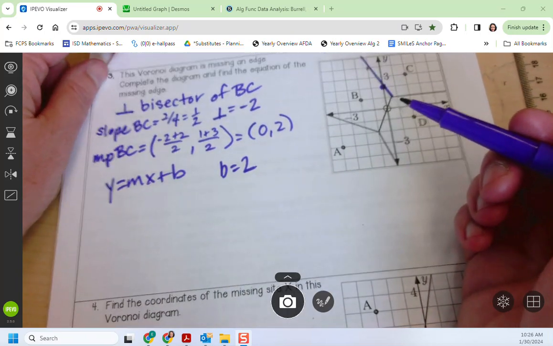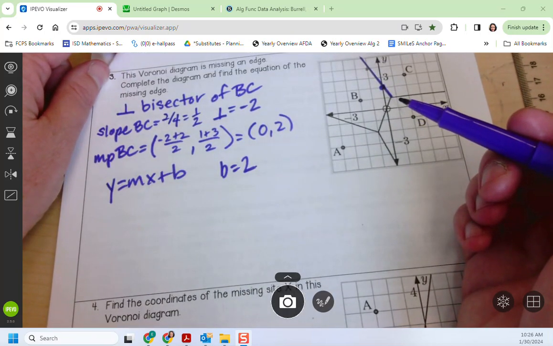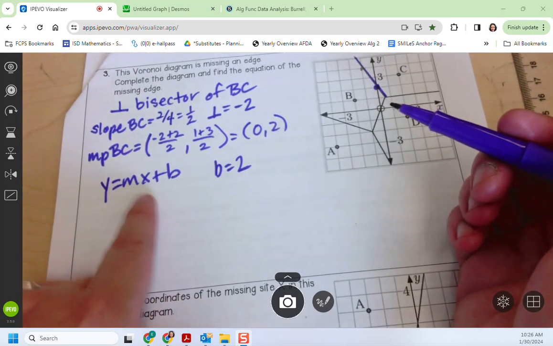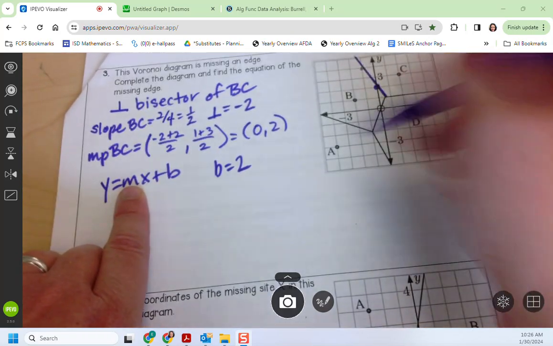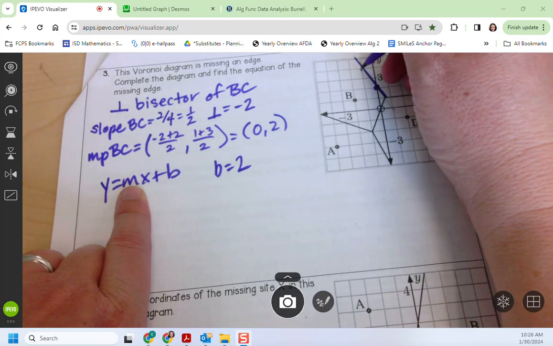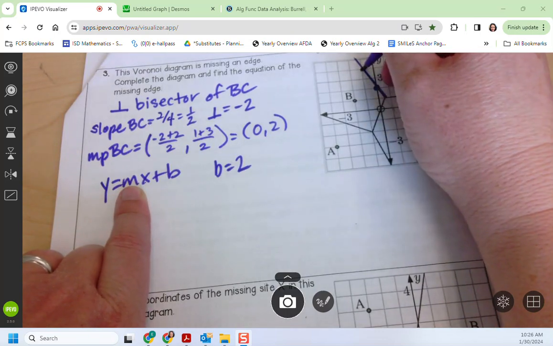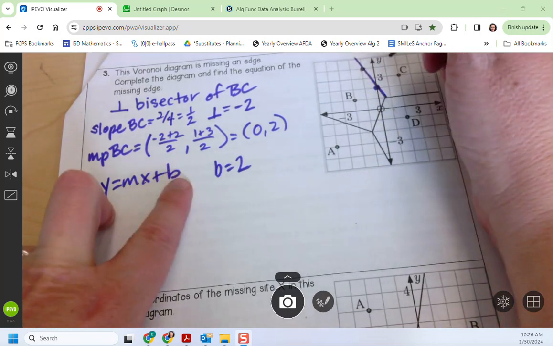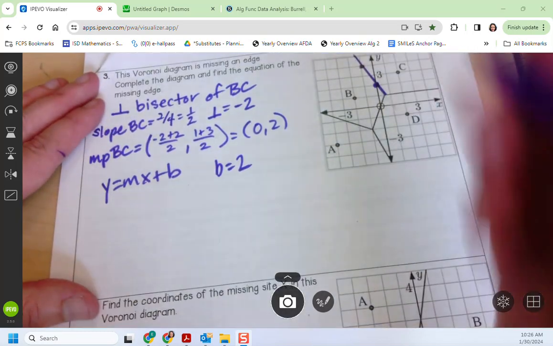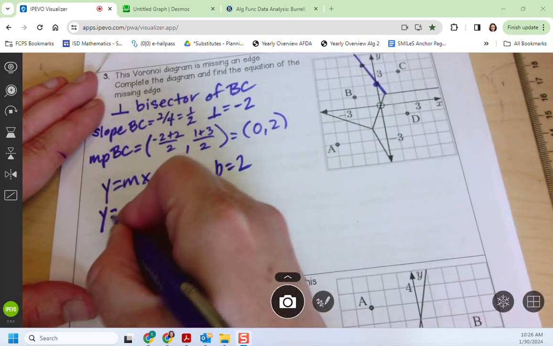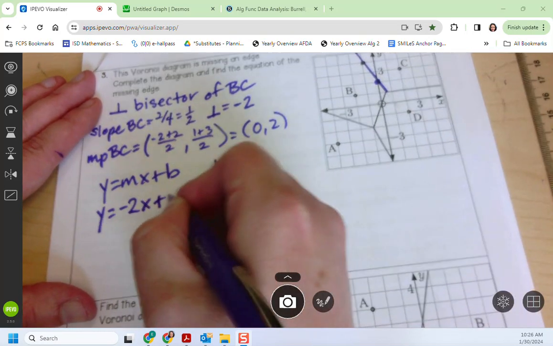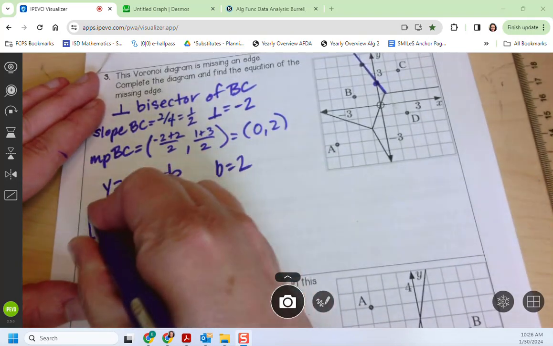Wait, so how would you find the y-intercept if you couldn't just see it on the graph? What you would have to do is you would put the m in, and then you would choose a different point on it. So say I didn't know the y-intercept, but I knew this point. Then I would substitute those for x and y and solve for b. That's one way to do it. All right, so y equals negative 2x plus 2. That's my equation.